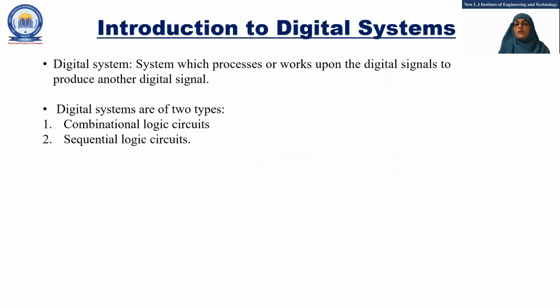Before getting into the combinational logic circuit, let's get a quick introduction about digital systems. What are digital systems? A digital system is a system which processes or works upon digital signals to produce other digital signals, which means it takes the input as digital signals and produces other digital signals. Digital systems are of two types. One is combinational logic circuits and another is sequential logic circuits.